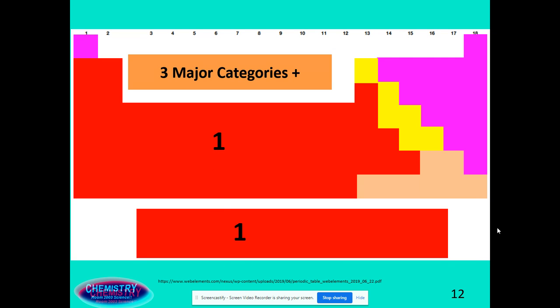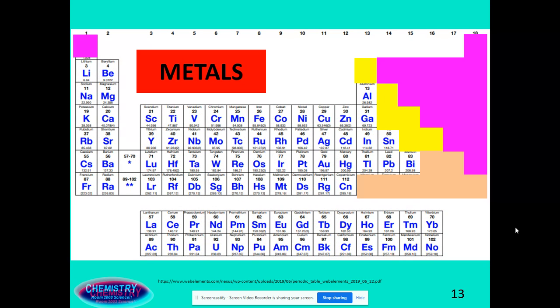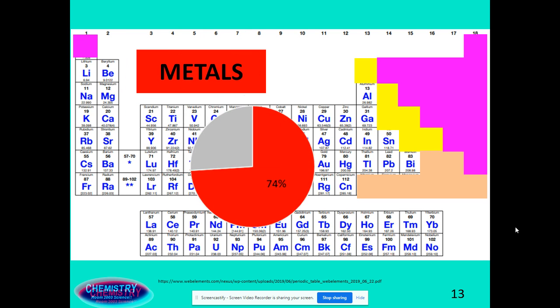We have those highlighted in red, yellow, and the purplish color. Those are the three major categories. And then we have this plus group down here. So let's talk about each one of those briefly. The red highlighted category is known as the metals, and most of the elements on the periodic table of the 118 known are metals. In fact, it's almost 3/4 of them. 74% fall into this metals category.